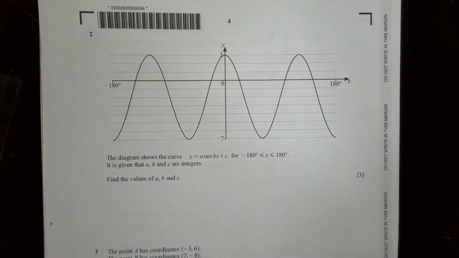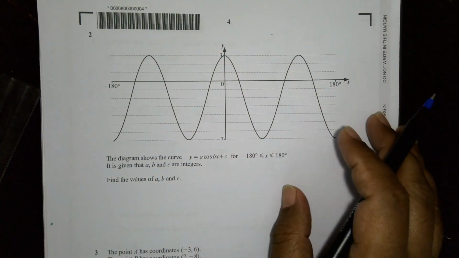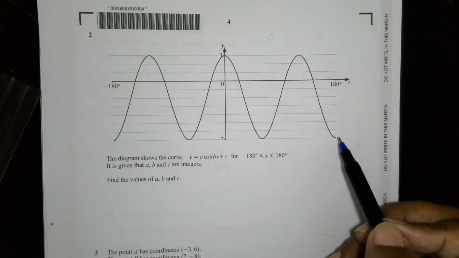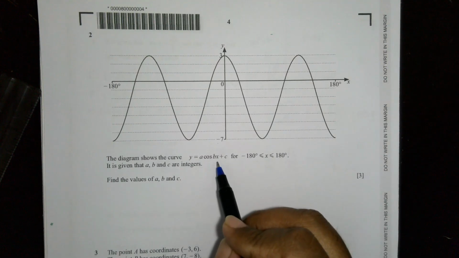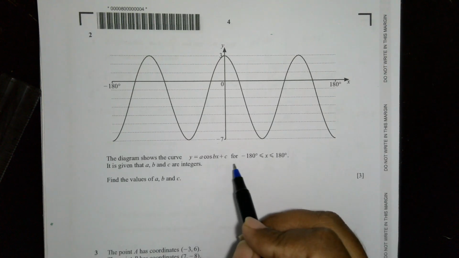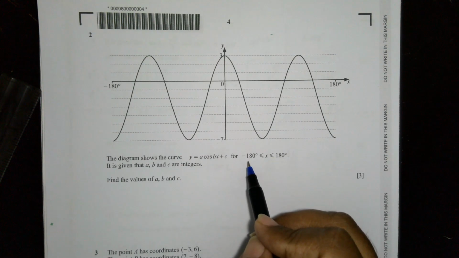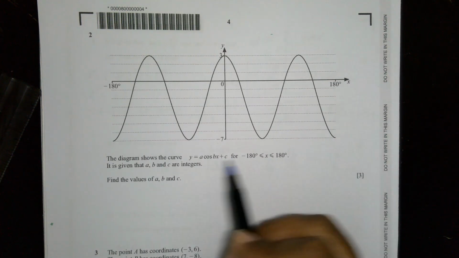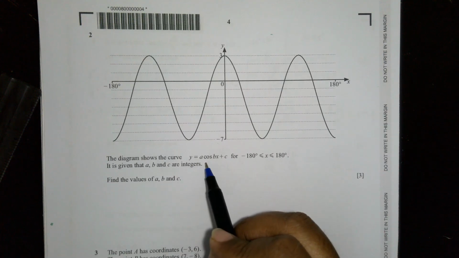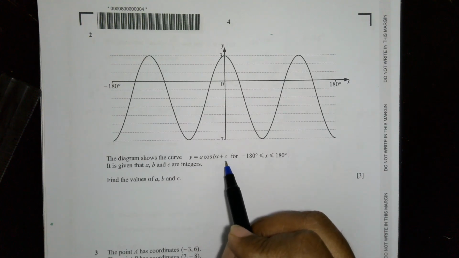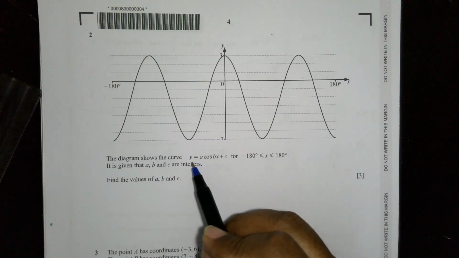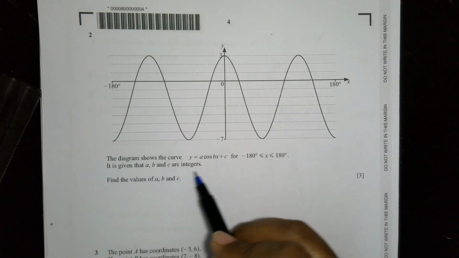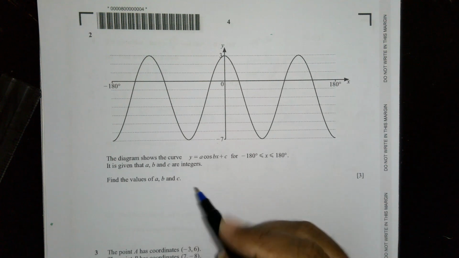Okay. Now for the second question of this paper. A trigonometric graph has been given to us, and it's a cosine curve. The graph is drawn from minus 180 degrees to positive 180 degrees, and they have used the generic form of the equation, y is equal to a cos bx plus c, and it's given that a, b, c are integers. We have to find the values of a, b, and c.